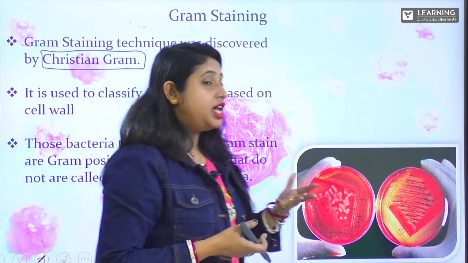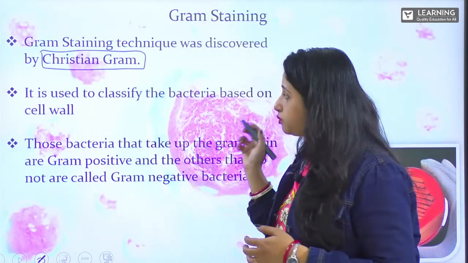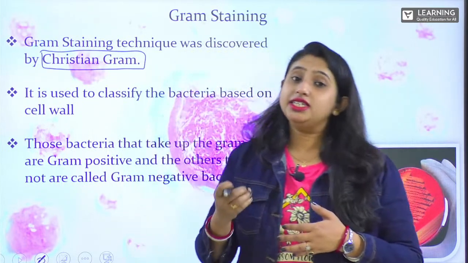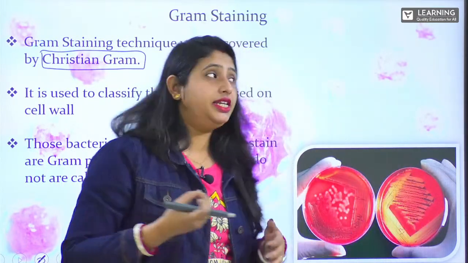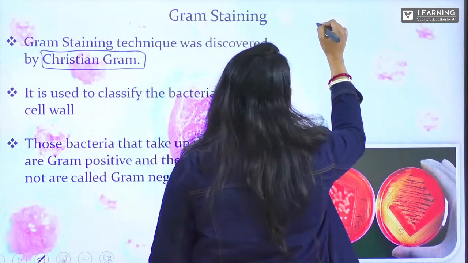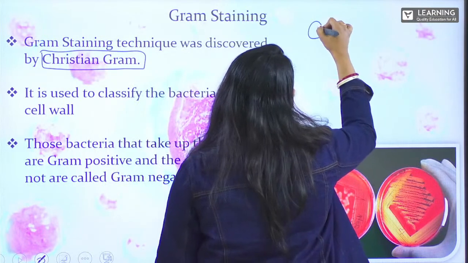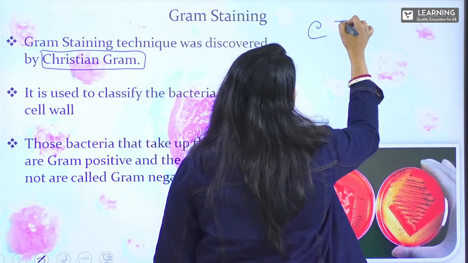So how the staining is done: for the process of staining, the scientist used crystal violet. You can remember it like this, crystal violet. Then he used the iodine.